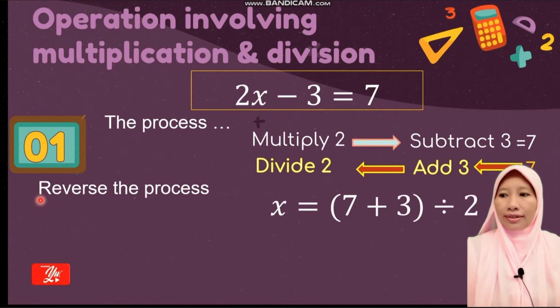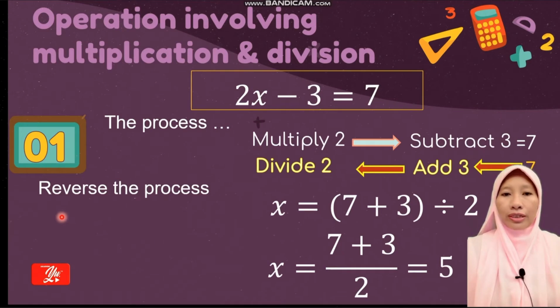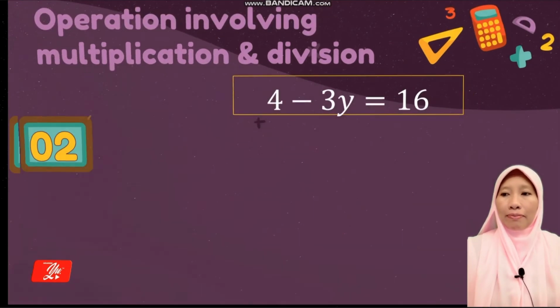So we get 10 divided by 2 is 5. You can write division like this, but it is preferable to write it in fraction form like this. That's how we do the reverse process, or the backtracking method.